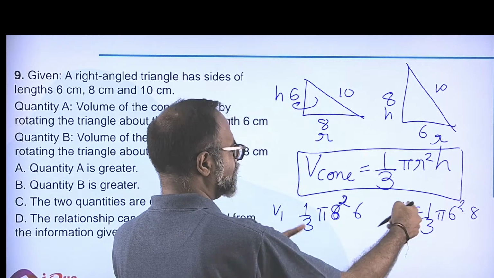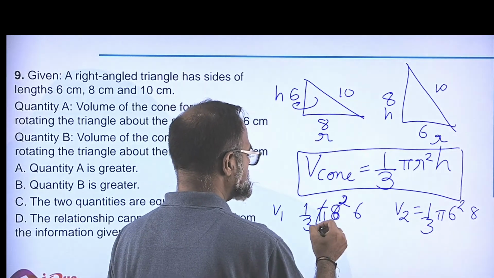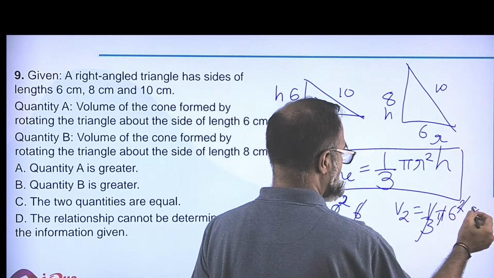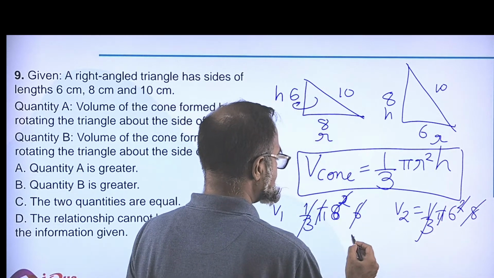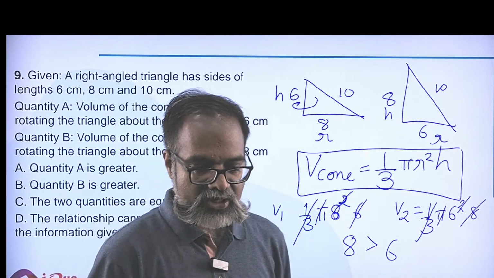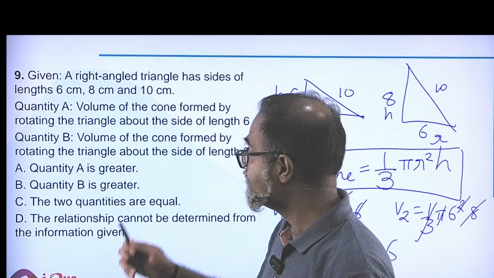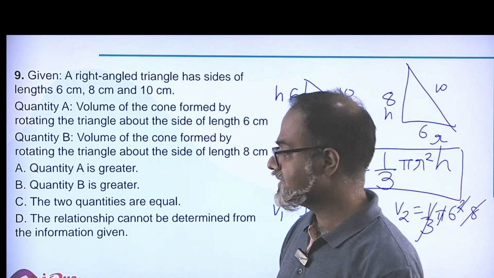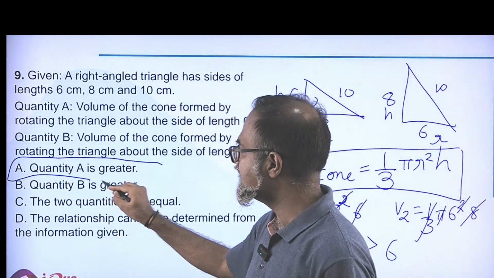And to compare, I don't need the pi's, so I can remove the pi's, I can remove the 1/3s, the 6 and the square, the 8 and the square. So basically 8 and 6, 8 is greater than 6. So in this question, the first quantity is going to be greater than the second quantity always. So I mark option A as my answer.